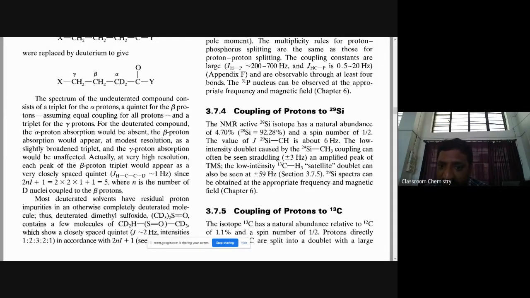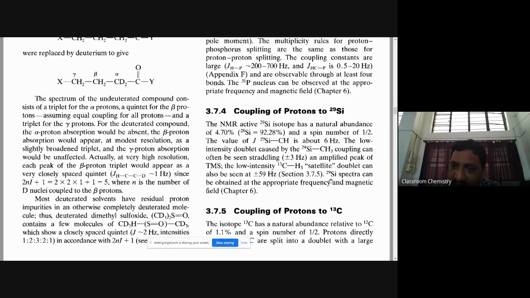Okay, and the low intensity, that is C13. You know that C12 is having 99% isotope, but here the C13 is there, then what happens? It is called a satellite doublet, can also be seen at plus minus 59 hertz. If this CH3 is C12, then there is plus minus 3 hertz. But if there is C13, then it is called a satellite doublet, and that can be seen at plus minus 59 hertz.